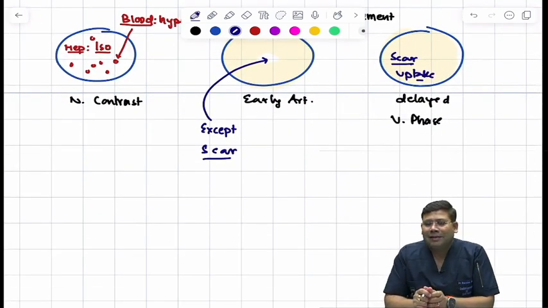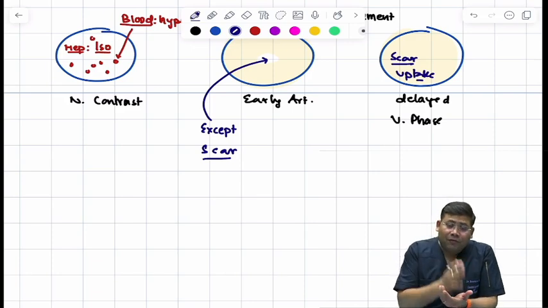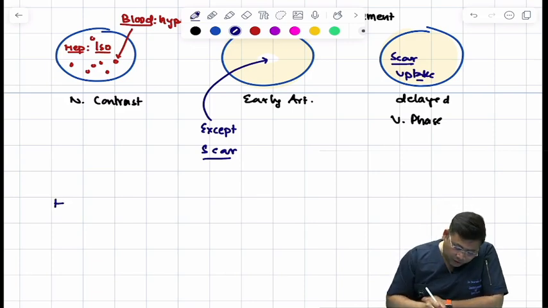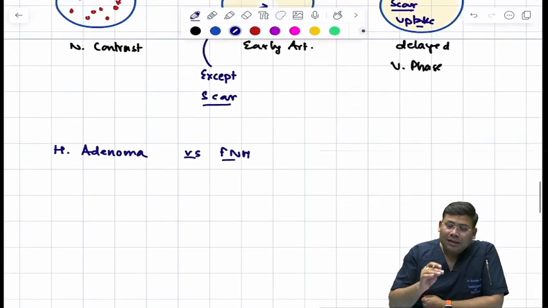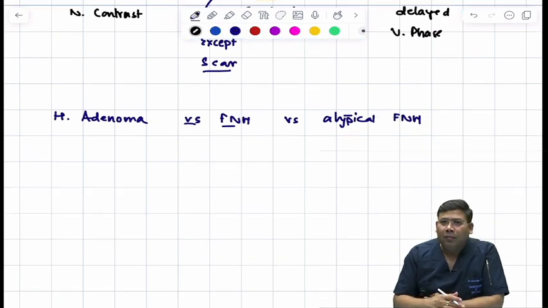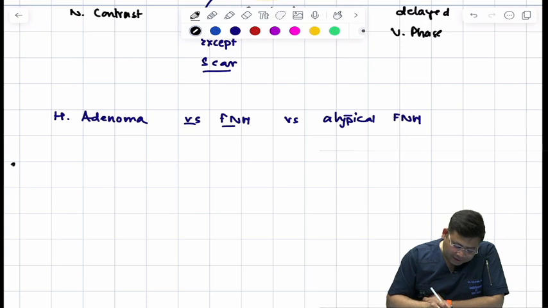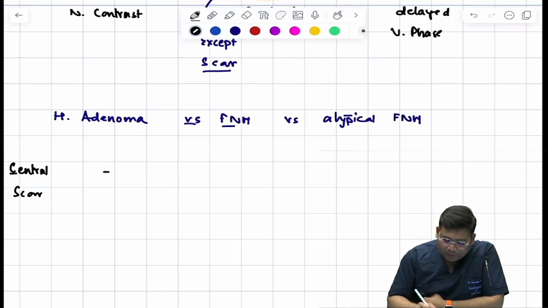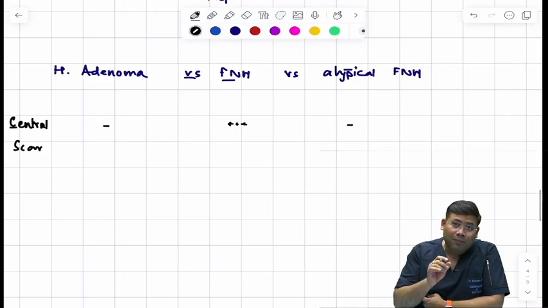One very important thing is how to differentiate between hepatic adenoma versus FNH. Why? Because there is something which is known as atypical FNH versus typical FNH. ये 3 चीज़ें याद रखना. When we talk about atypical FNH versus normal FNH, the first thing is the central stellate scar. So central scar is absent in adenoma, present in FNH, and absent in atypical FNH. बड़ी important सी चीज़ है.